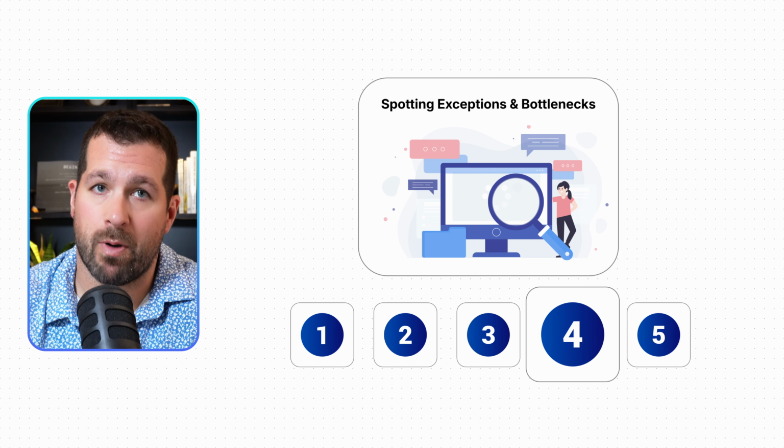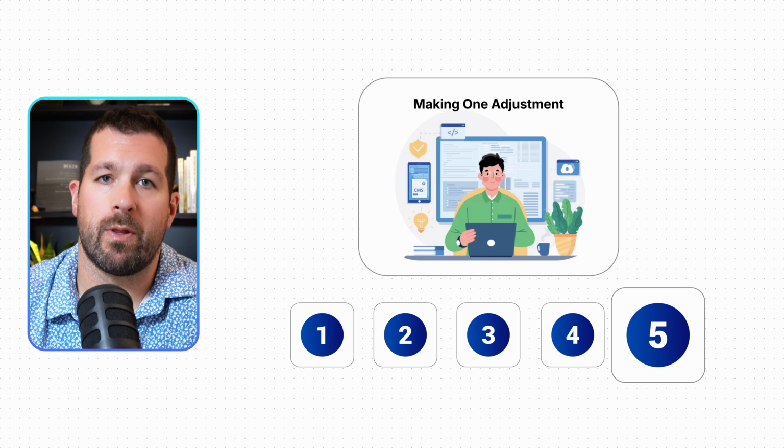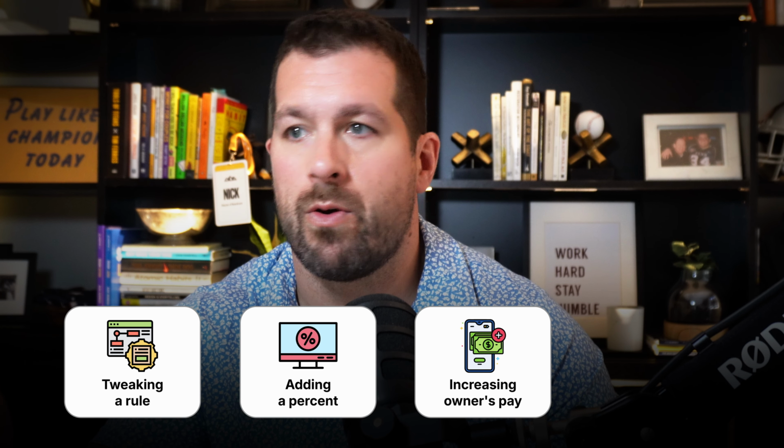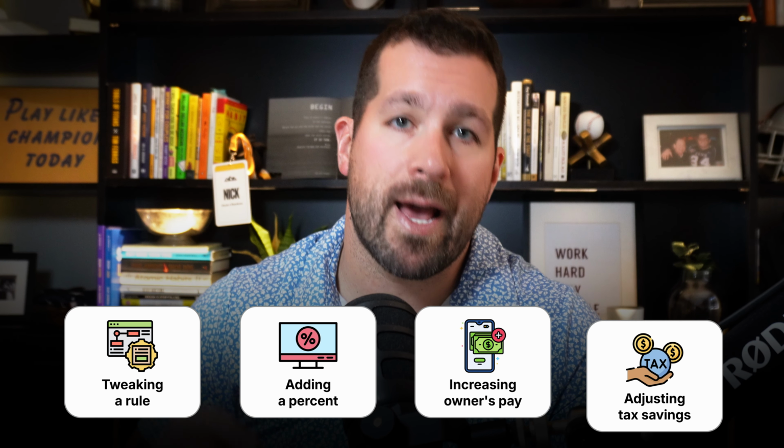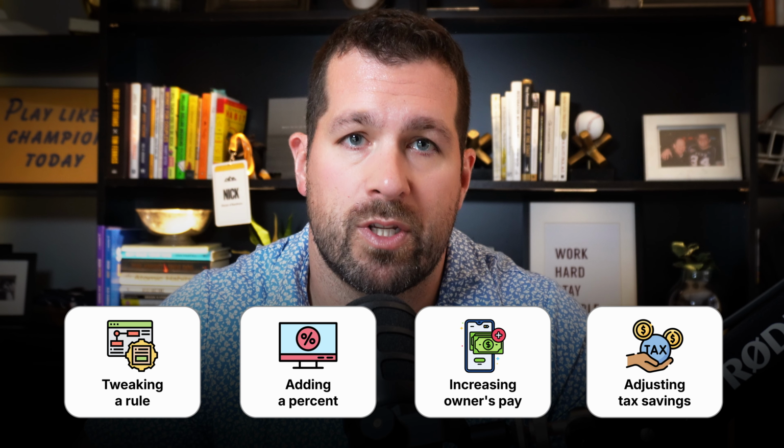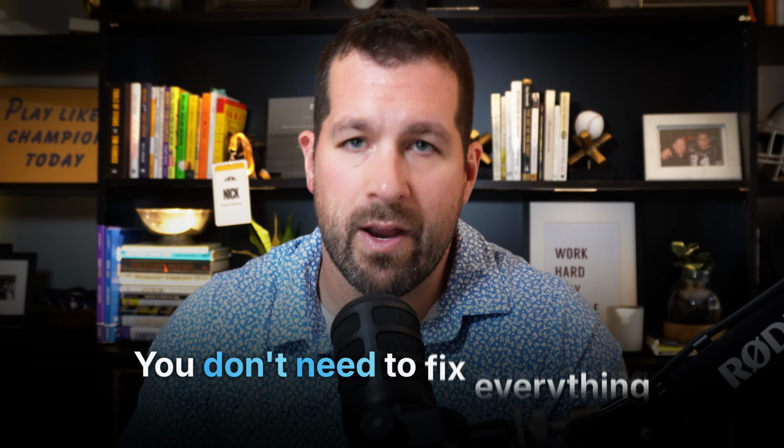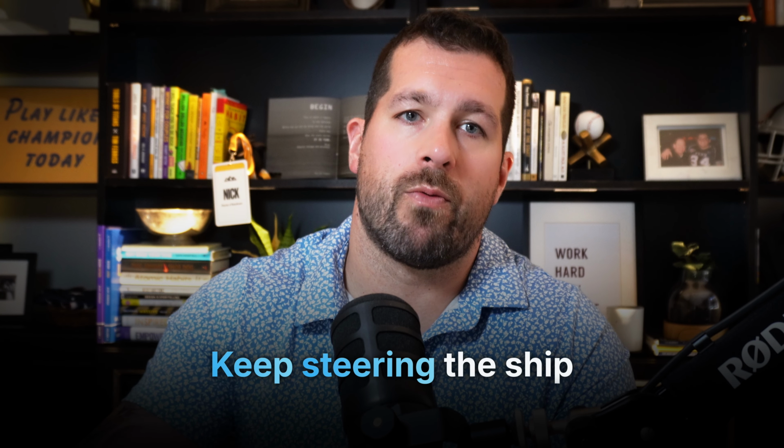Because the next piece, part 5, is about making one adjustment. This could be tweaking a rule, right? Maybe it's adding a percentage of money going to the business savings, or increasing the owner's pay, or adjusting the tax savings based on your conversations with your CPA or accountant. Remember, you don't need to fix everything. You just need to keep steering the ship in the right direction.